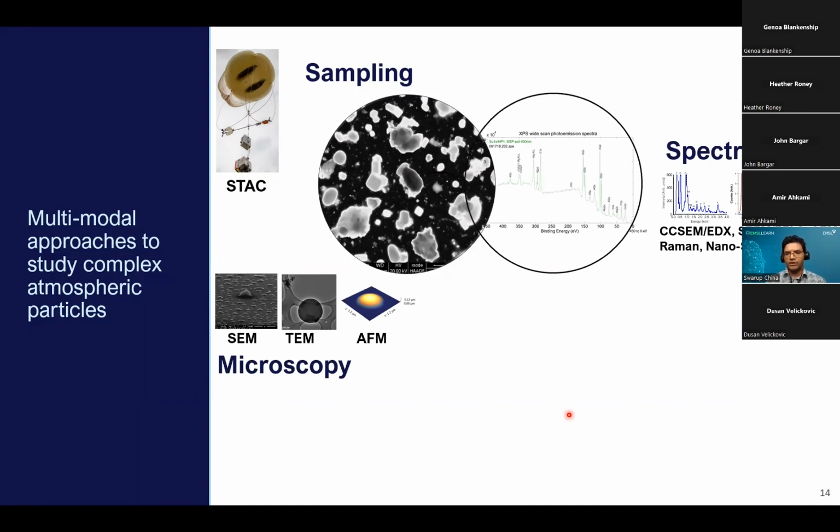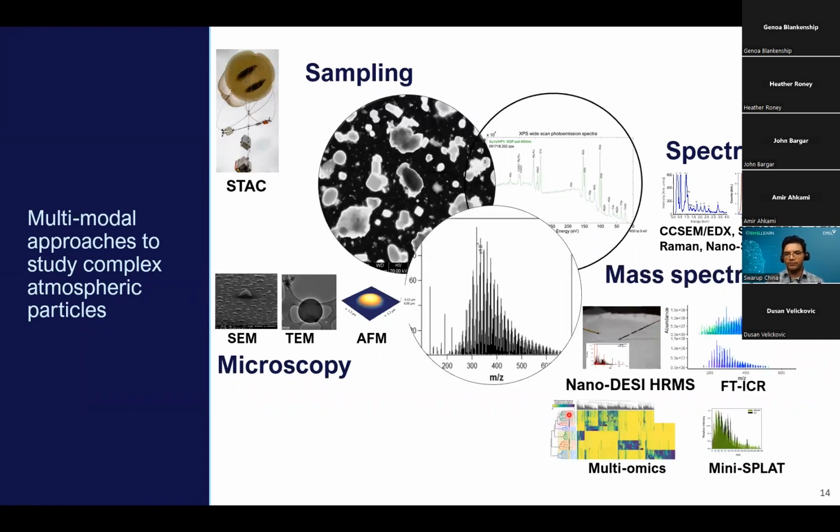You can look at spectroscopy as well, looking at the chemical composition. For example, if you have very small particles and you want to look at the chemical fingerprints, you can look at AFM Raman, or if you look at some correlated images from the SEM, for example, NanoSIMS can give you some isotopic information, as well as some time of flight SIMS measurements.